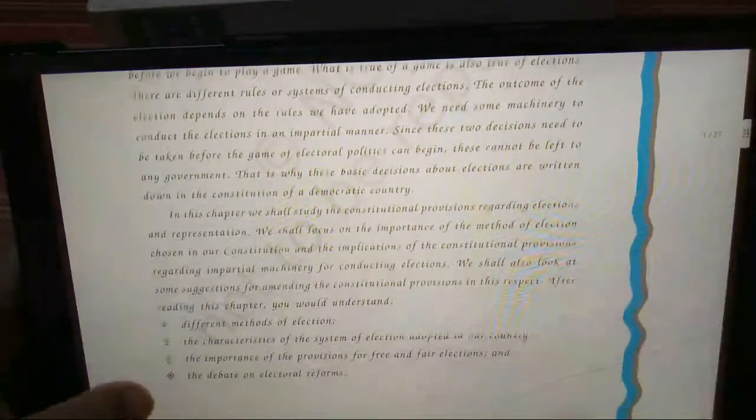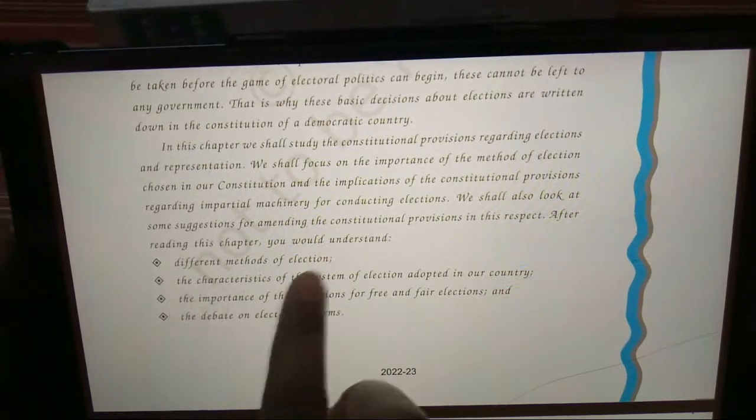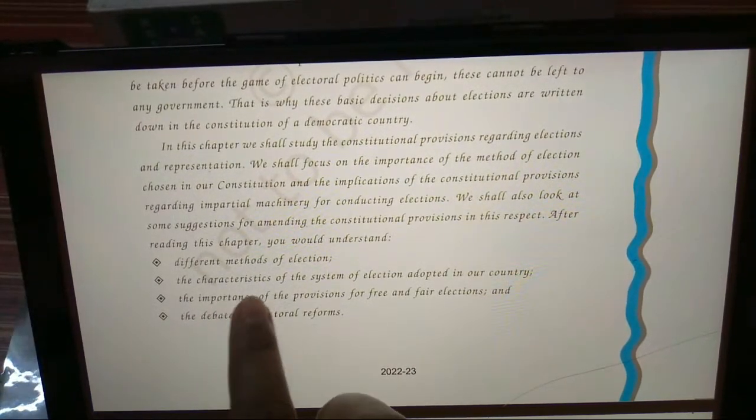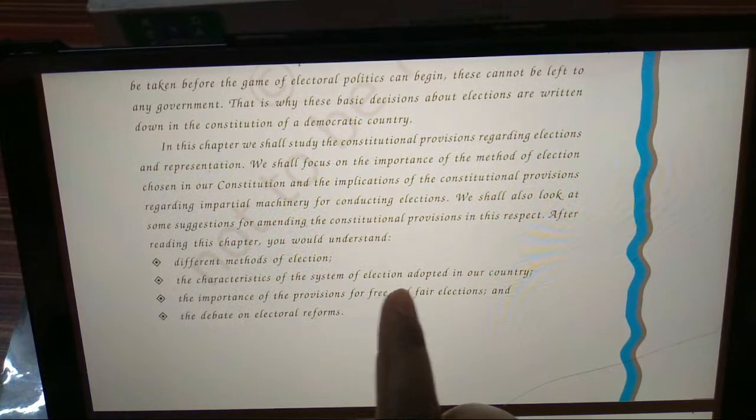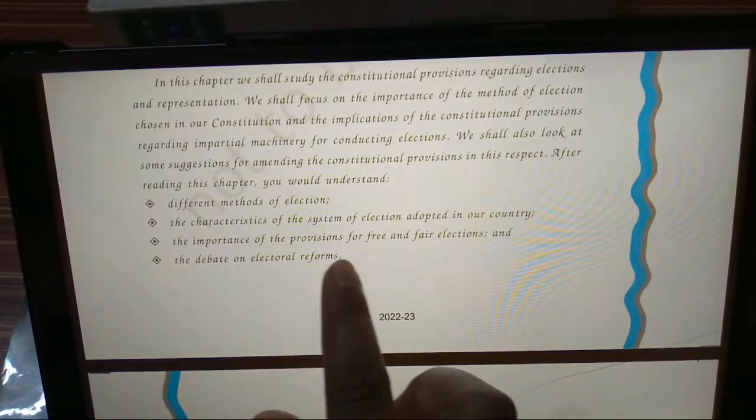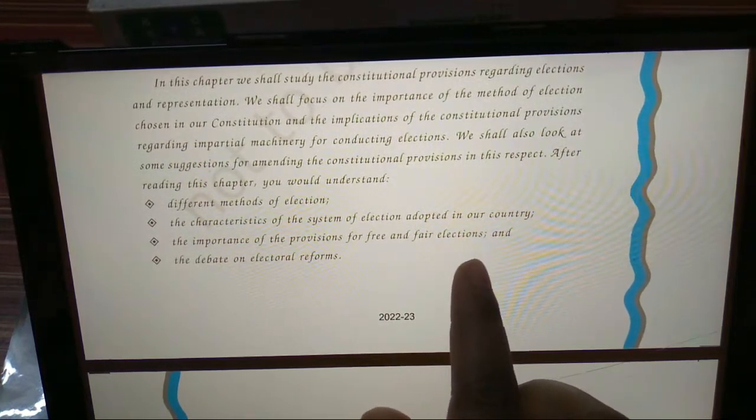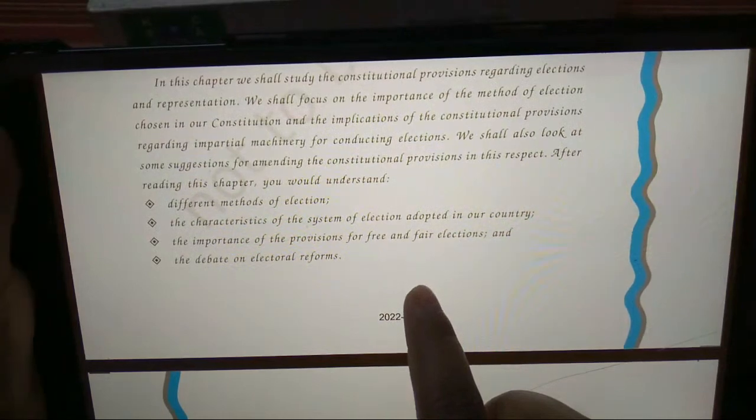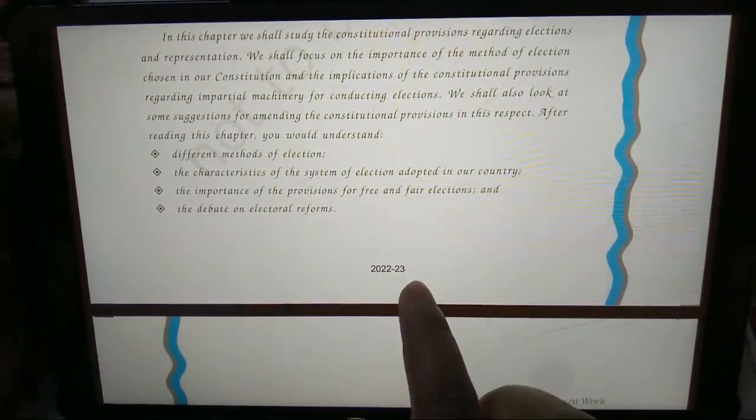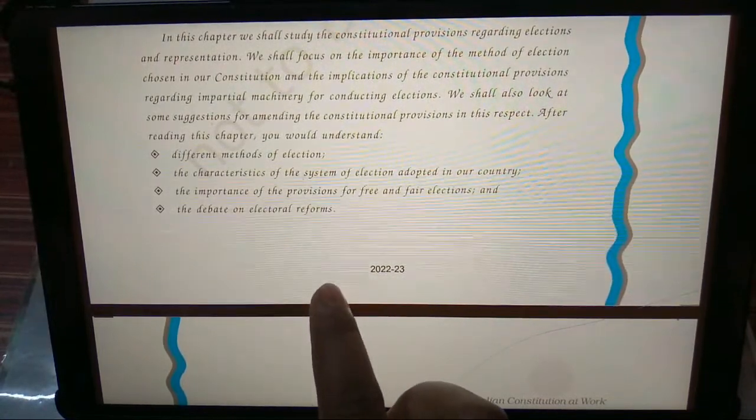After reading this chapter, you would understand different methods of election, the characteristics of the system of election adopted in our country, the importance of the provisions for free and fair elections, and the debate on electoral reforms.